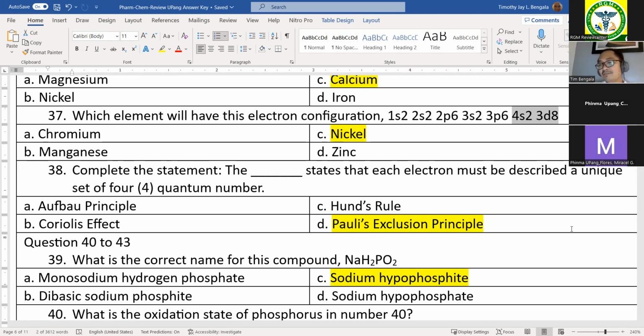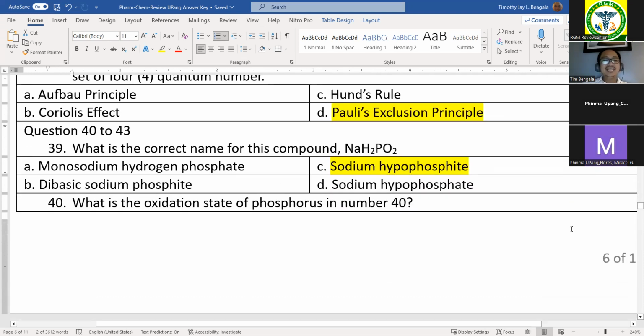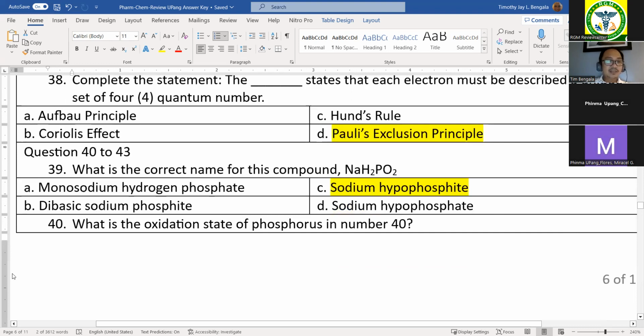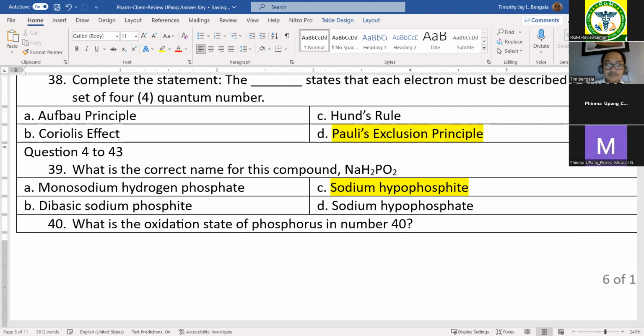Of the Aufbau building up, Hund's rule is the one about pairing. Single-single first before you start pairing. And then lastly, the Coriolis effect is just invented. So we made up a scientific-sounding term that is common. And then, this is number 39.